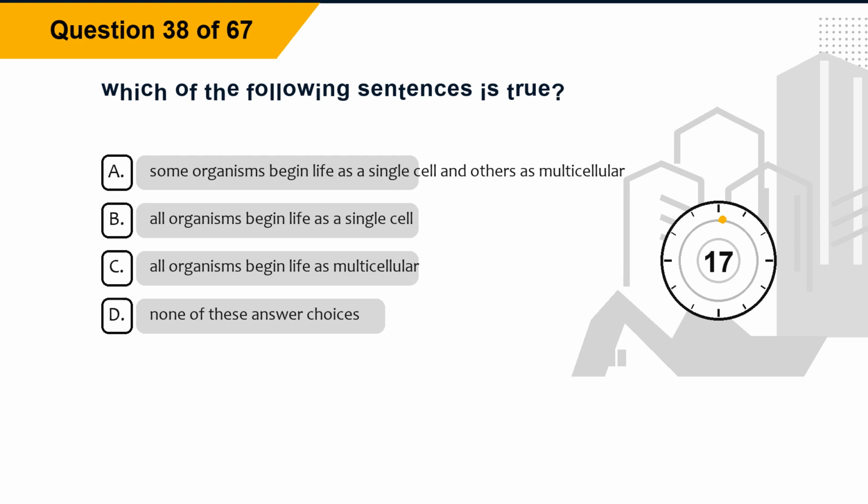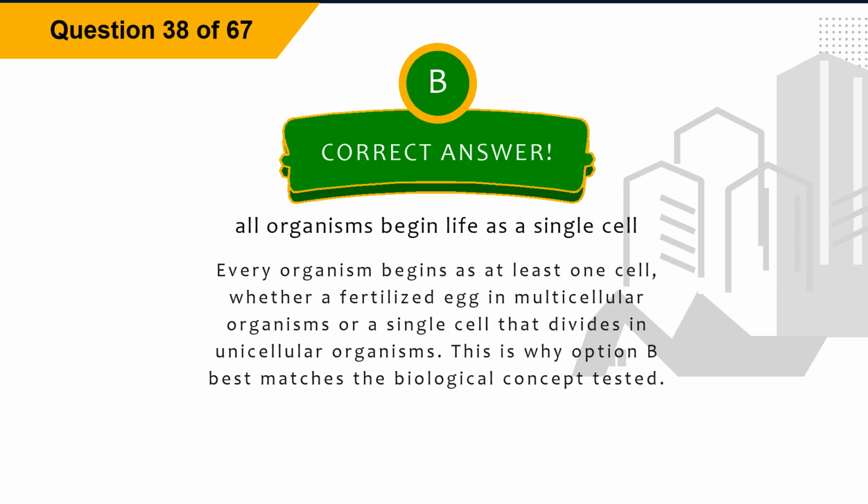Question 38. Which of the following sentences is true? Option A. Some organisms begin life as a single cell and others as multicellular. Option B. All organisms begin life as a single cell. Option C. All organisms begin life as multicellular. Option D. None of these answer choices. The correct answer is option B. All organisms begin life as a single cell.